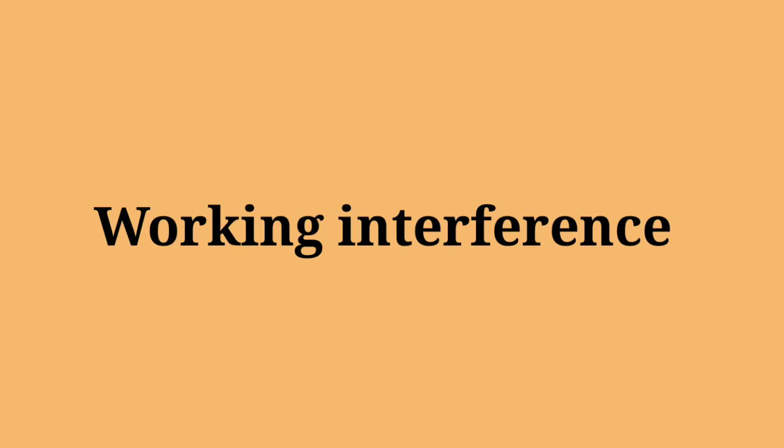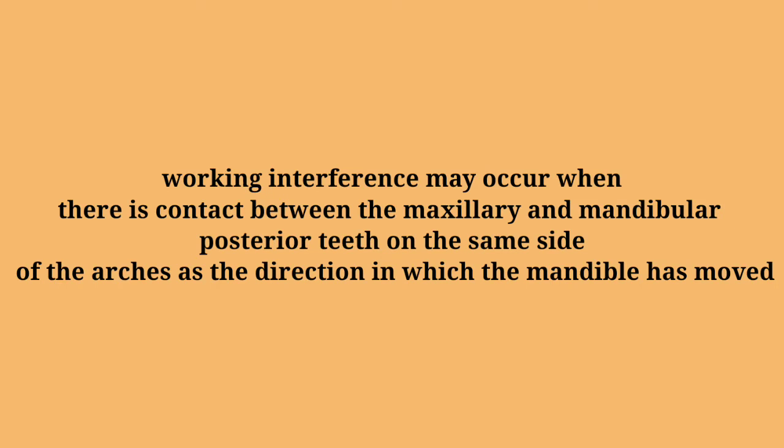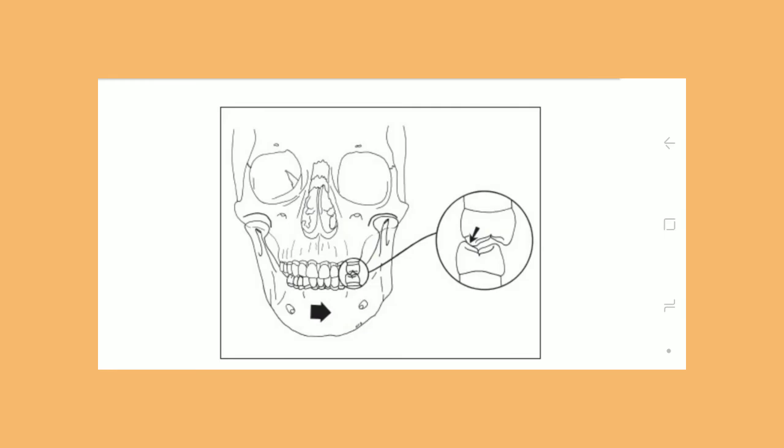Now let's move to the working interferences. Working interferences may happen when there is contact between the maxillary and mandibular posterior teeth on the same side of the arches as the direction in which the mandible has moved. So any contact or interference during the working movement of the mandible should be minimized and reduced.